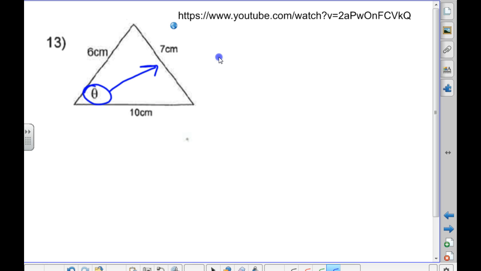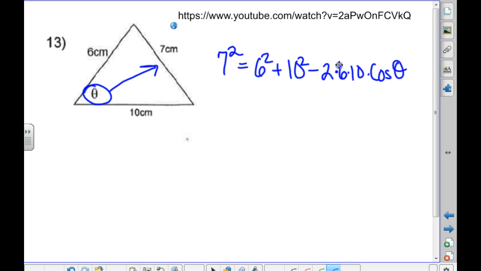So you say the opposite side. So what's opposite of the angle we're finding? Squared equals, how's the rest of it go, guys? 6 squared plus 10 squared minus 2 times those same 2 sides again. 6 times 10 times the cosine of the angle. Okay, how are we going to type that in? 7 squared, we're going to subtract the 6 squared and the 10 squared.